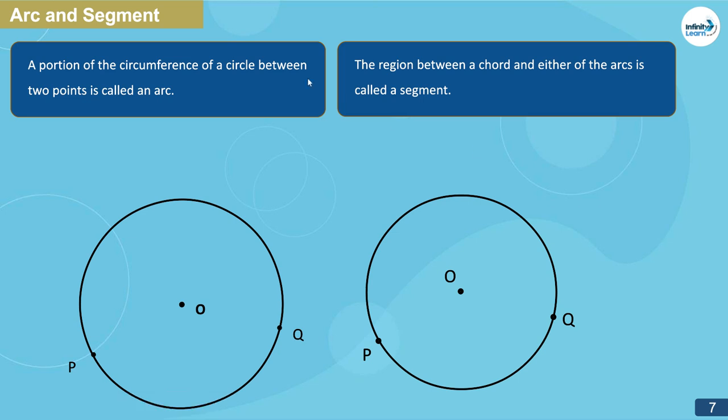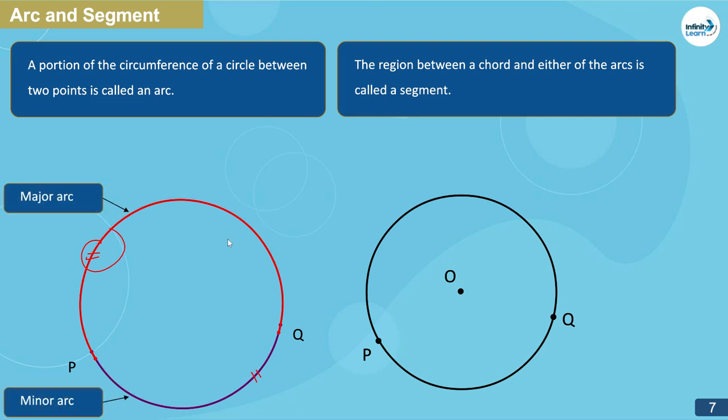Now talking about arc and segment. The portion of circumference between the 2 points is known as arc. This is minor arc, this is minor arc and this is major arc. The region between the chord and either arc is called a segment.